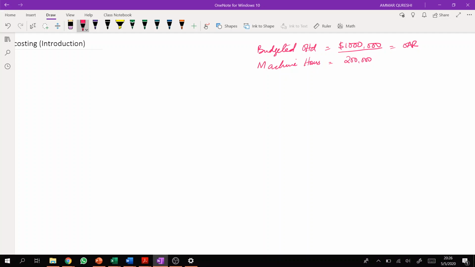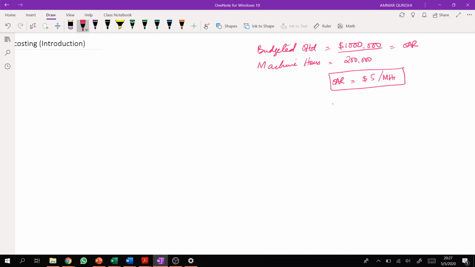So we calculate overhead absorption rate by using a formula, that is budgeted overheads divided by the budgeted activity level. This is something which we have already covered in the past. So in this case, what will be the overhead absorption rate? Overhead absorption rate will be around 5 pounds per machine hour, right? So this is basically the overhead absorption rate for the company, right?